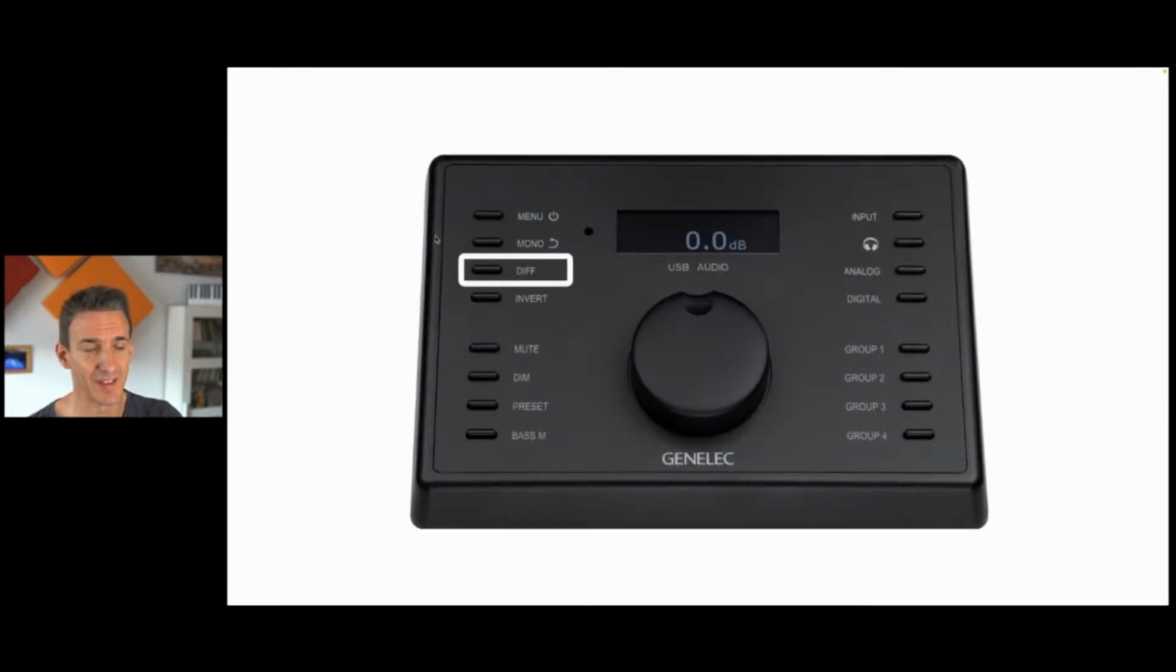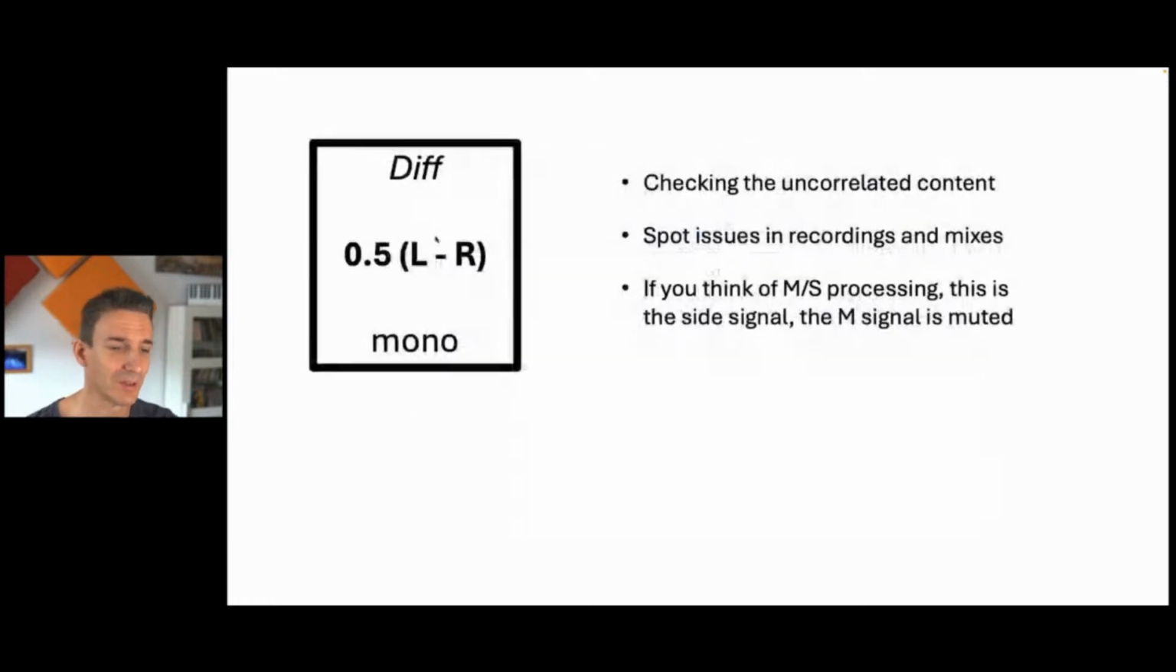Then we have diff. I think this is not that well known, although it's a really nice option, because diff makes sure that you are only listening to the so-called uncorrelated content. So, easily spoken, what is not in the middle. So for example, if it's a pop rock mix, usually you have the kick drum in the middle, a snare drum in the middle, also bass usually, and side signals would be keyboards, guitars, and of course, especially reverbs and things like that. And if you press this button, everything that is just mono, so that is the same on left and right, will completely disappear.